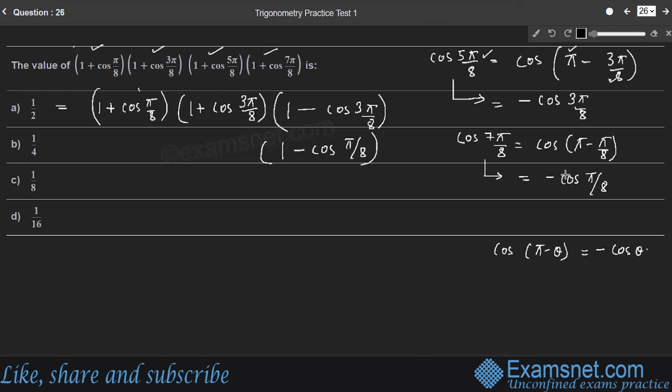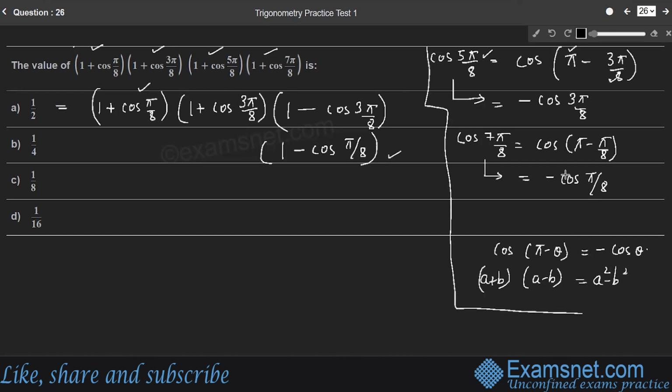So, let us consider the first and the last term. 1 plus cos pi by 8 into 1 minus cos pi by 8, which is in the form of a plus b into a minus b, right? So, is equal to a square minus b square. Therefore, apply the same rule for first and last term. So, 1 plus cos pi by 8 into 1 minus cos pi by 8 is a square minus b square, which is 1 minus cos square pi by 8.